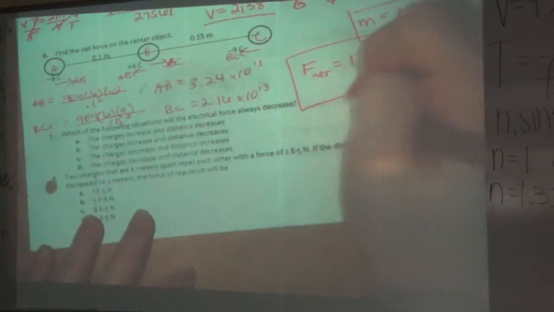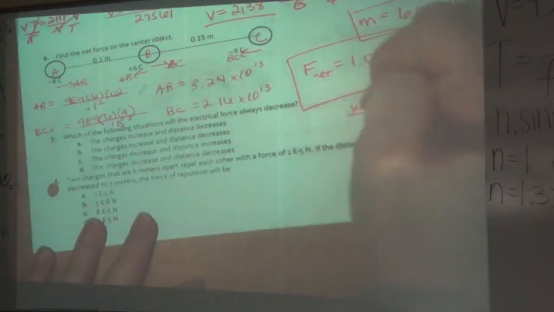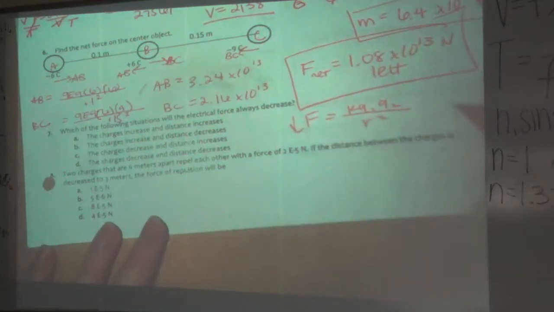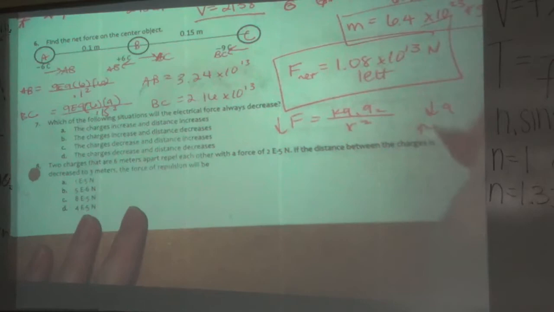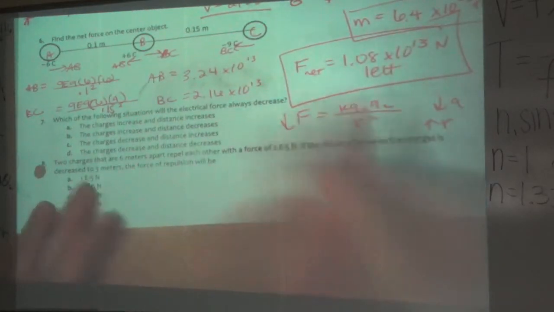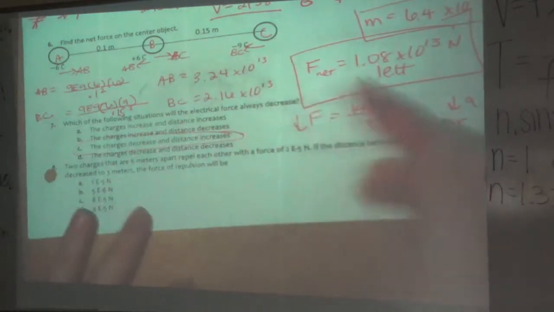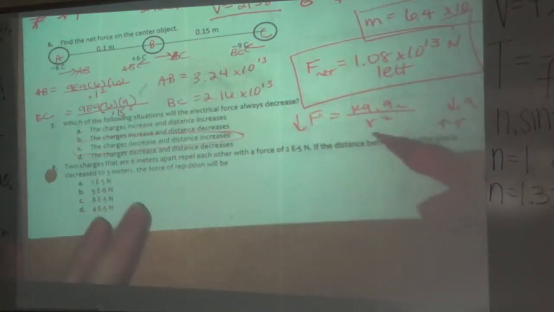In which of the following situations will the electrical force decrease? So electrical force is K Q1 Q2 over R squared. If I want a smaller force, you want less charge, and you want to divide by bigger numbers, you want a bigger radius. So charges decrease and the distance increases, so C. And if you wanted a bigger force, you would want more charge and less distance.